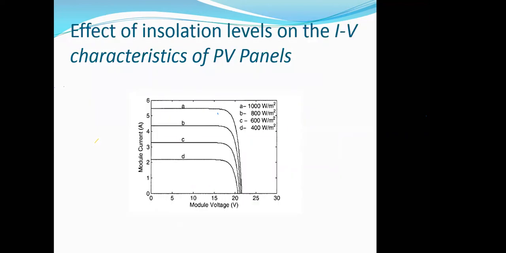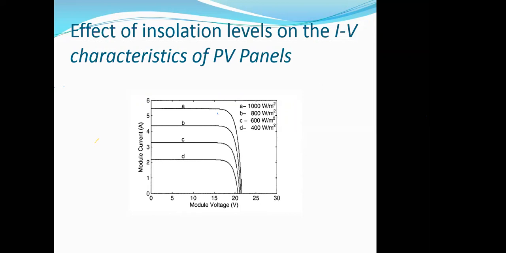So the output of a PV panel basically depends upon two factors. One is called the solar insolation, and another is temperature. Solar insolation is light falling per unit area, that is, watt per meter square, as we measure it. Its standard value is 1000 watt per meter square.